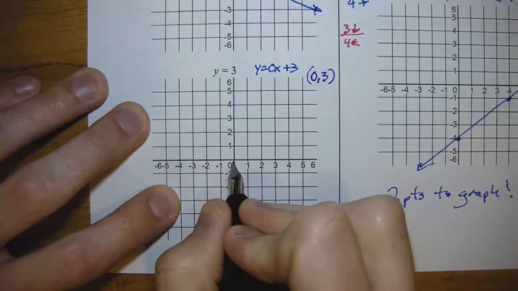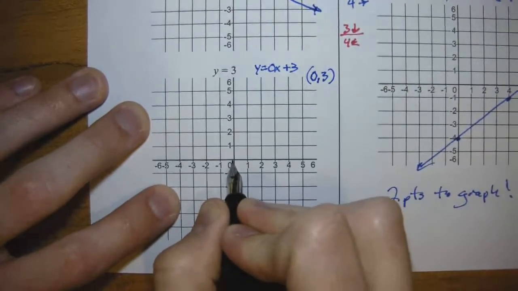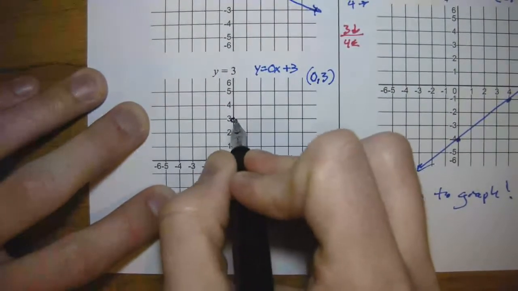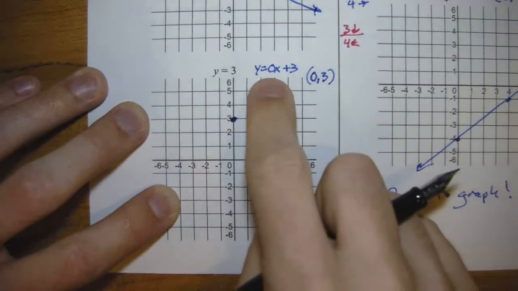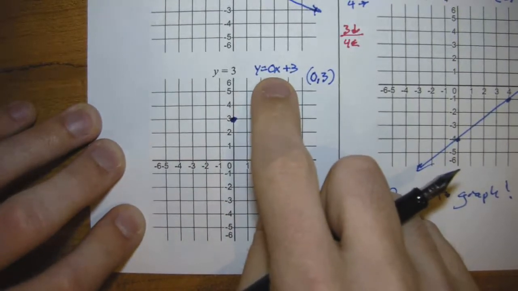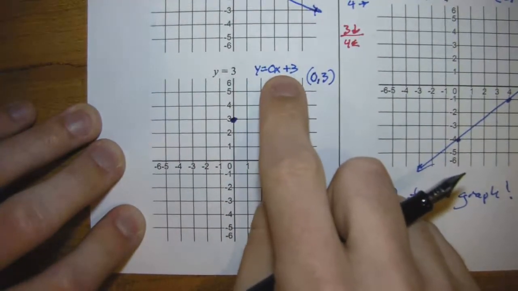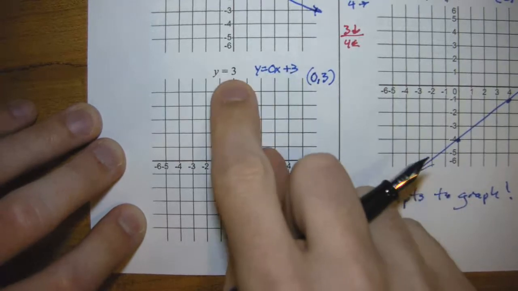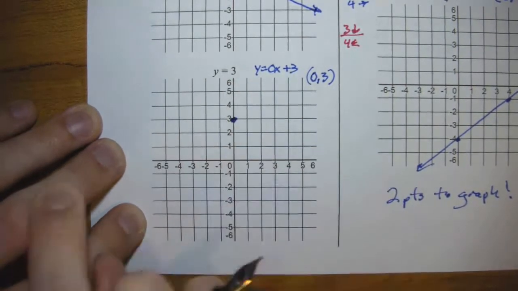So let's go up. Left or right, we won't go left or right, but we're going to go up 1, 2, 3. So there's our y-intercept. And let's talk about slope. Well, notice we said slope in this case is 0, because 0 times x is just 0. 0 plus 3 is 3. That's why we just have y equals 3.